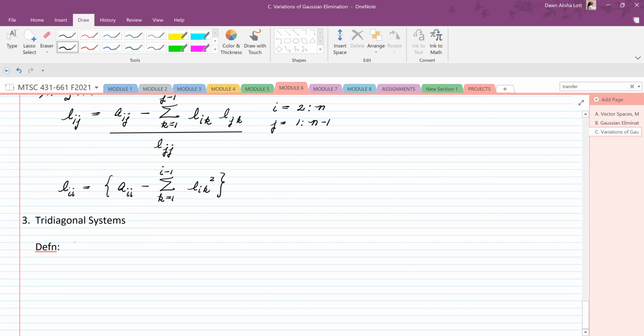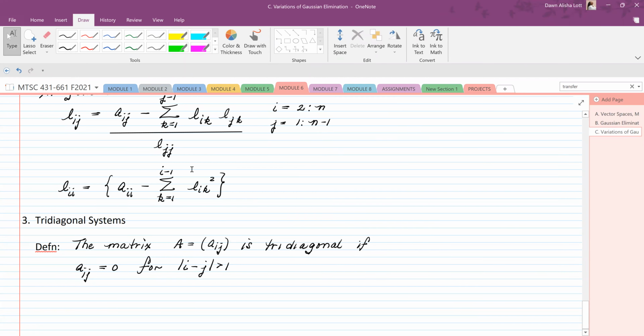So the matrix A equal to Aij is tri-diagonal if Aij is equal to 0 for the absolute value of i minus j bigger than 1. Okay.